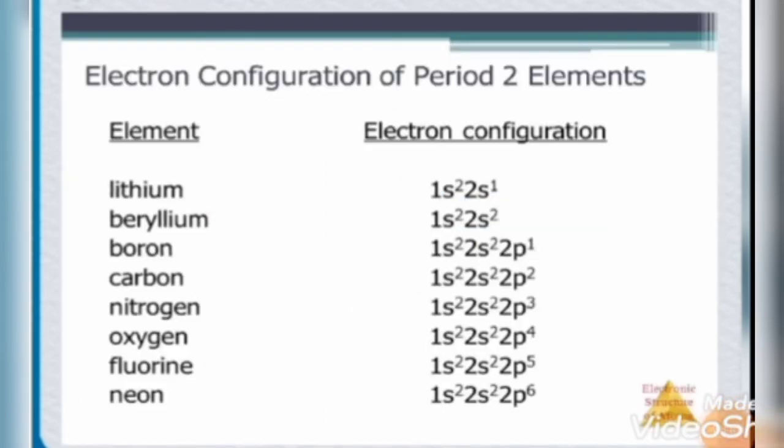Okay students, so these are the electronic configurations of period 2 elements. Lithium has 3 electrons and the electronic configuration is 1s2 and 2s1. Beryllium has 4 electrons and the electronic configuration is 1s2 and 2s2. Same, boron has 5 electrons, 1s2, 2s2 and 2p1. Same like the others.